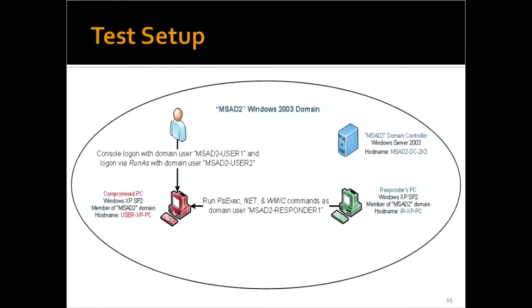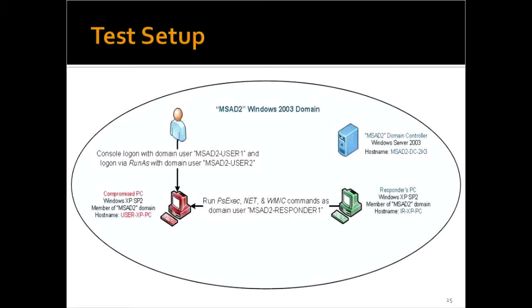So what I want to do is run through my test scenario where I'm going to paint the picture for you. Overall, we have a Windows domain environment. It's got a 2003 server. Again, we're using XP because I wanted to look at the most vulnerable systems and see what was capable from the most vulnerable systems.